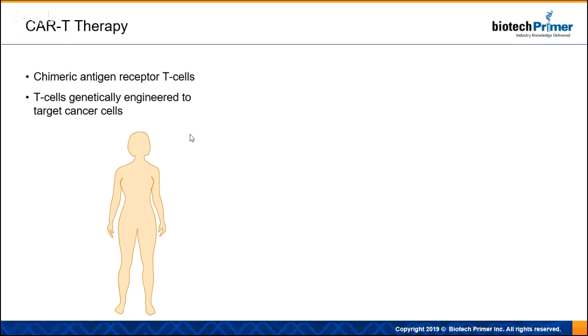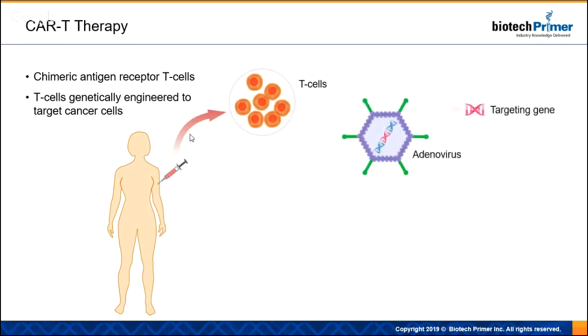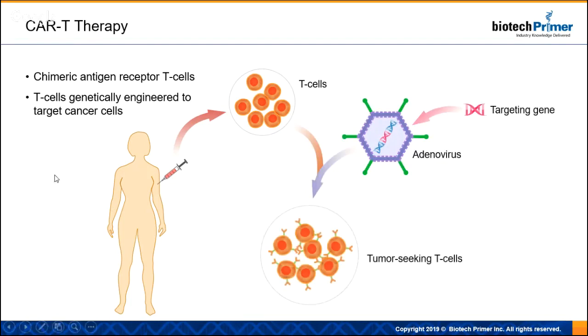So these T cells are removed from the patient's body. Gene therapy is used to deliver a gene. An adenovirus, a viral vector, is used to deliver a gene to these patient T cells that will cause them to express a receptor that will make them target or seek out that patient's cancer cells. And so some of you, I'm sure, are familiar with this.